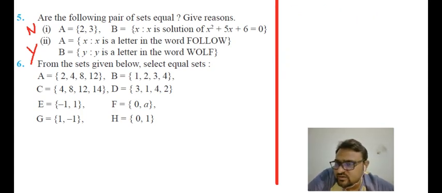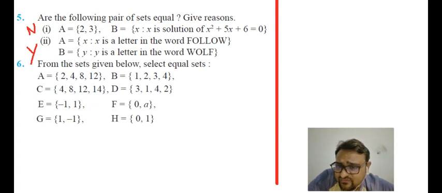Next, question number 6. From the sets given below, select equal sets. Okay. So now, in first, A is 2, 4, 8, 12. B is 1, 2, 3, 4. So A and B are not equal because 12 is not there in B. C is 4, 8, 12, 14. Okay, 14 is there, but 2 is not there in C. So A, B, C, all three are different sets.